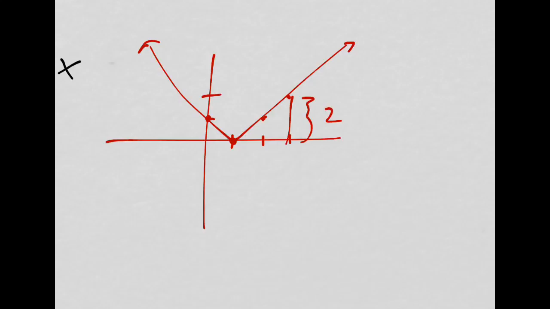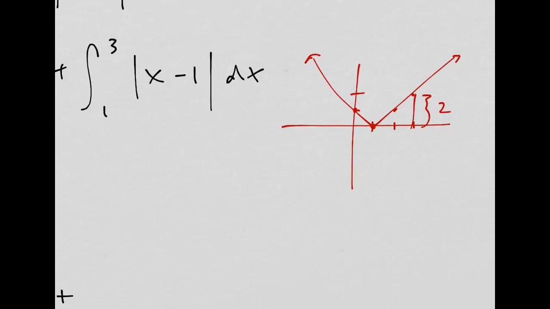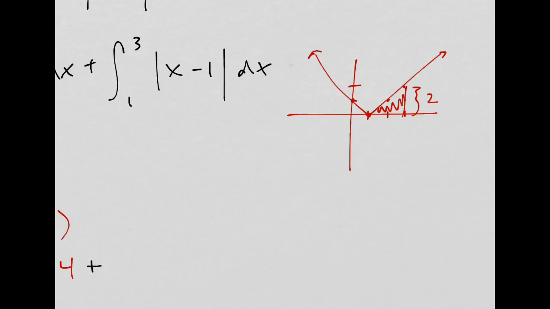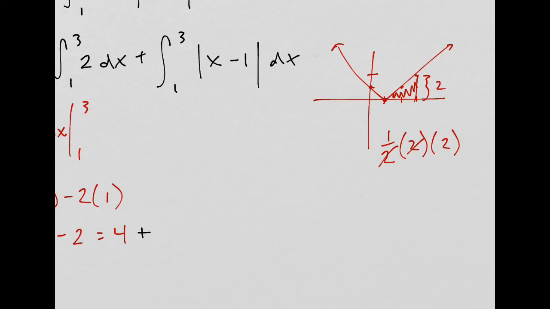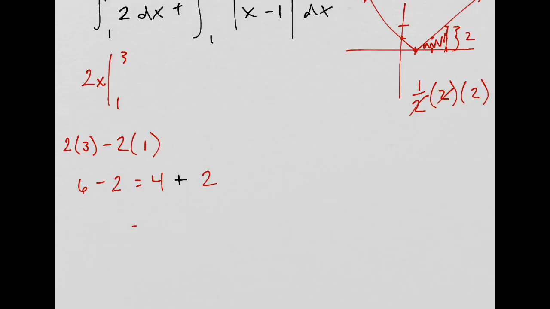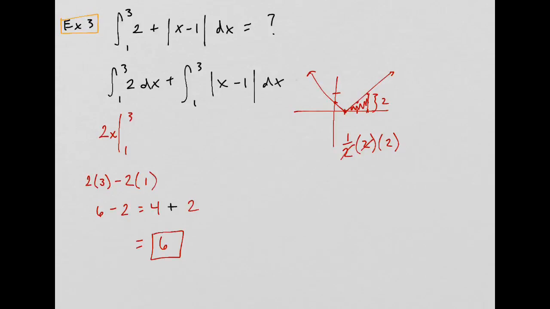So it's just the area of a triangle, base of 2, height of 2. That area is 1/2 times the base times the height, which is just 2. So plus 2, so this is 6. And that's what we have.